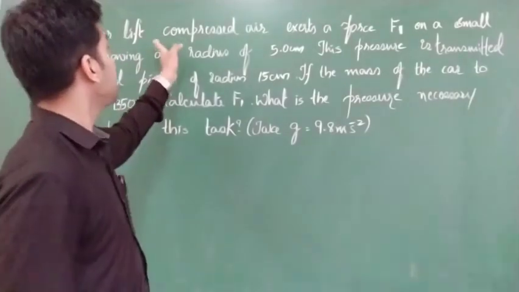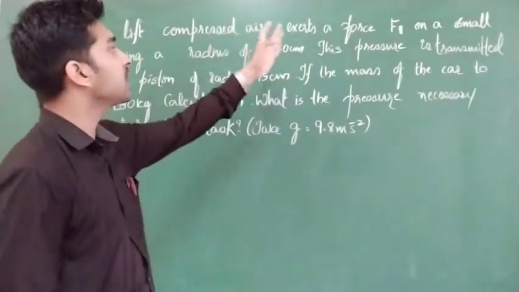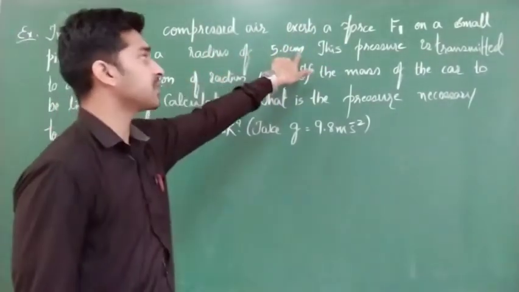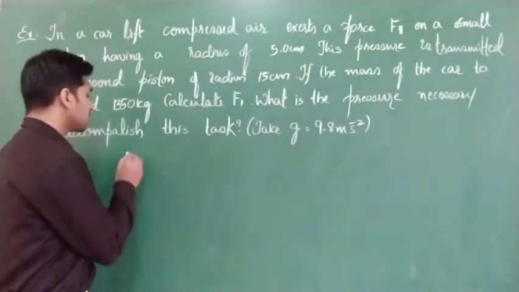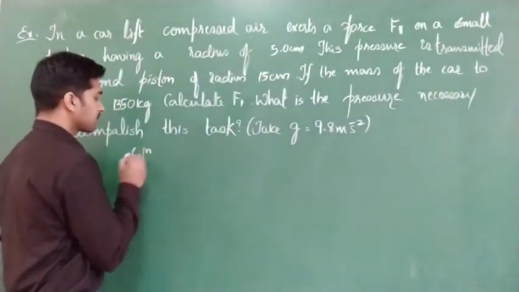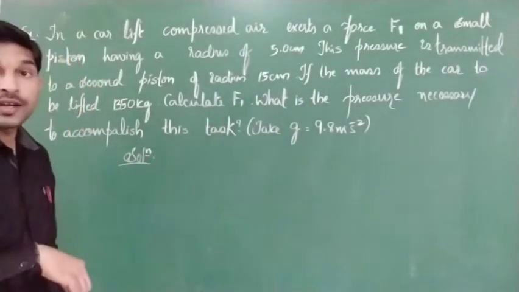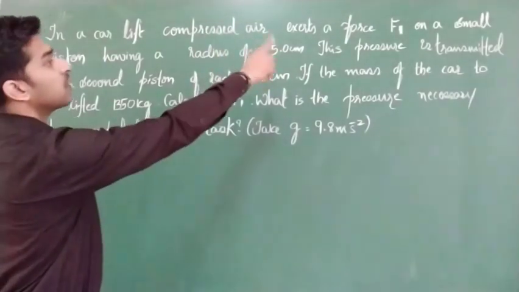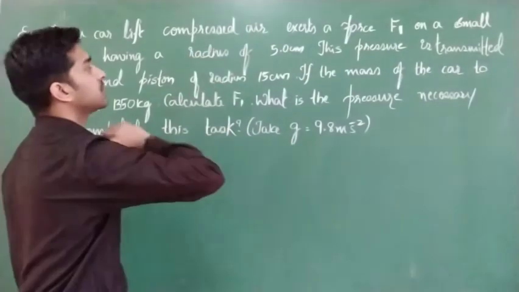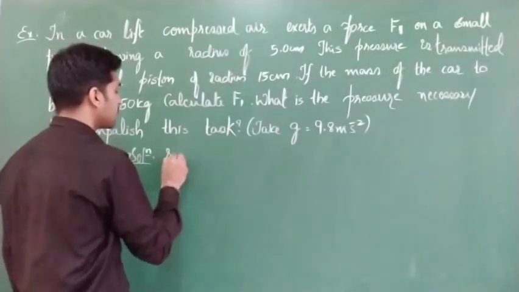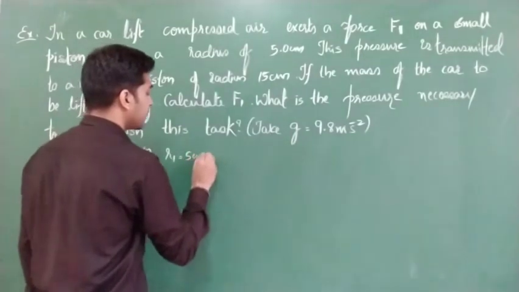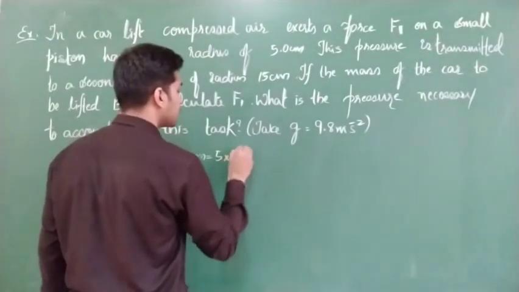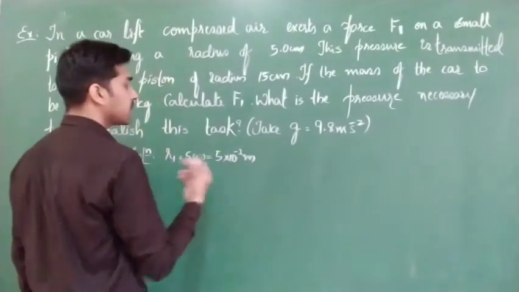In a car lift, compressed air exerts a force F1 on a small piston having a radius of 5 cm. So shall we start the solution? First of all, write the given things. Force F1 on a small piston having a radius of 5 cm. That means R1 value is nothing but what? 5 cm. Okay. So what you can write? 5 into 10 to the power of minus 2 meters. Yes, centi stands for 10 to the power of minus 2.